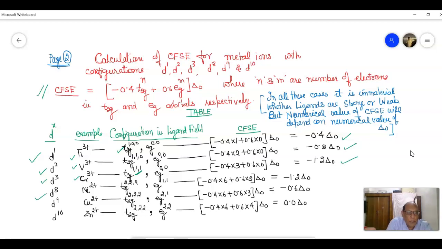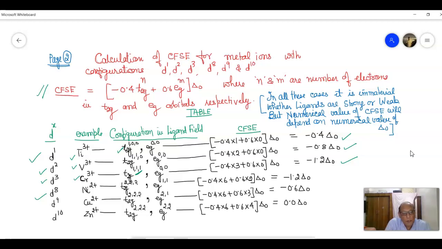Now we come to d8 configuration, represented by nickel plus 2. There are 8 electrons in the d orbitals. If suppose ligands are weak, then these 8 electrons will be put up in these orbitals one by one. First one electron in t2g, then second also in t2g, third in t2g, fourth will go in eg, fifth will also go in eg, then sixth will make a pair in t2g, seventh will make a pair in t2g, eighth will also make a pair in t2g, and this will be the configuration.